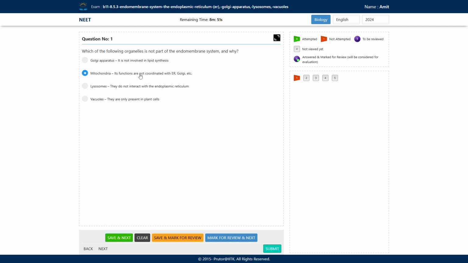Okay, correct answer will be option number B, mitochondria. Mitochondria is not the part of endomembrane system because mitochondria is known as the powerhouse of the cell. It generates energy in the form of ATP.